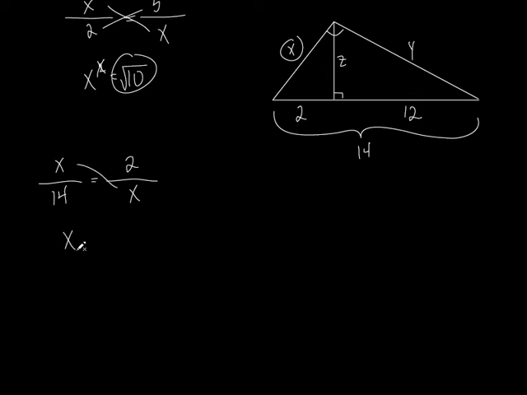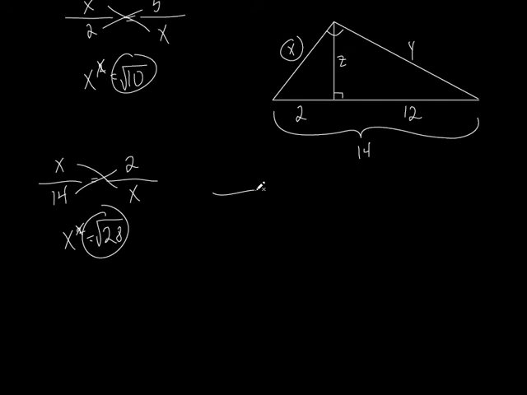Cross multiply, x squared, and then 14 times 2 is 28. I'll just let you leave it as square root of 28. That does simplify, but if you want to just keep it the square root of 28, that's fine with me. Alright, got it? Okay. Let's do y.